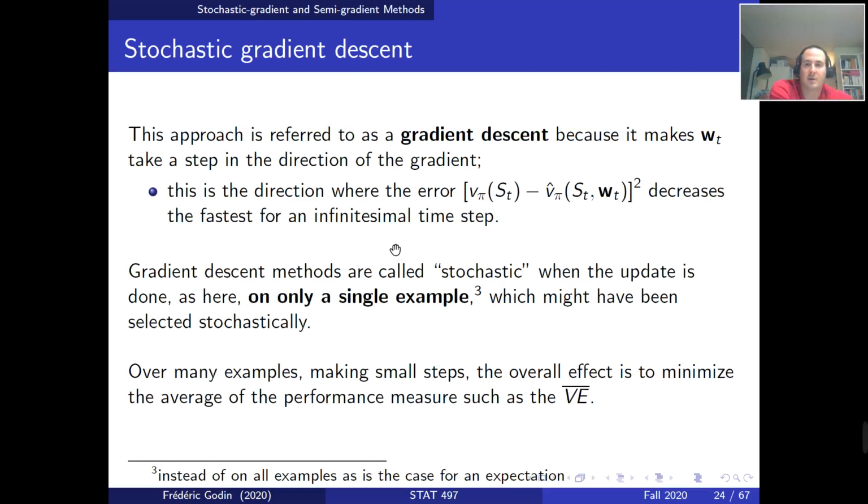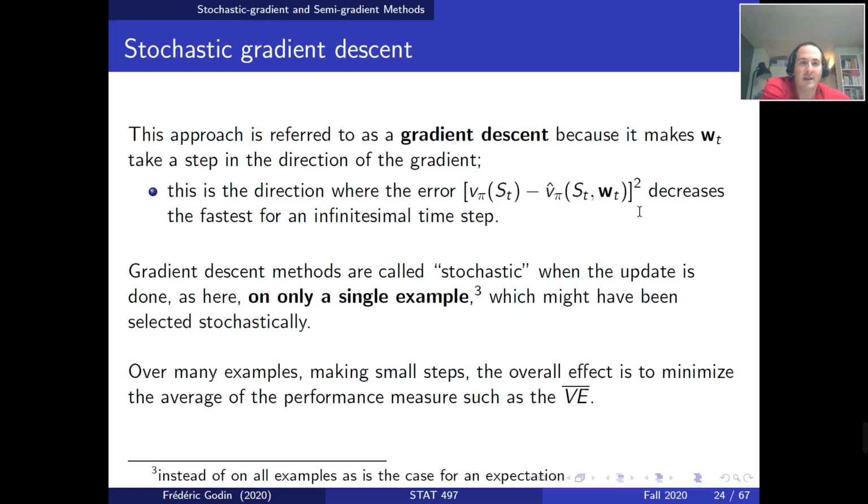So again, a stochastic gradient descent. Why do we call it this way? It's a gradient descent because on every time step we move the parameters in the inverse direction of the gradient, so as to reduce the value of the objective function as much as possible. Here we're taking a very small step for W in the direction where the square error that we've encountered decreases the fastest. If we have an infinitesimal size time step, then we know that minus the gradient points in the direction where the value function decreases the fastest.